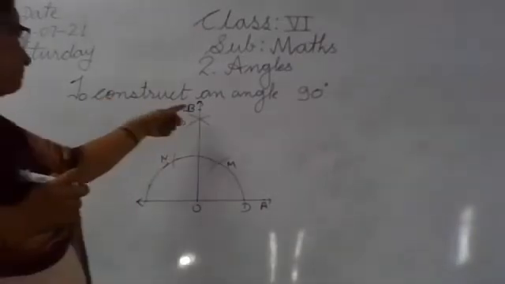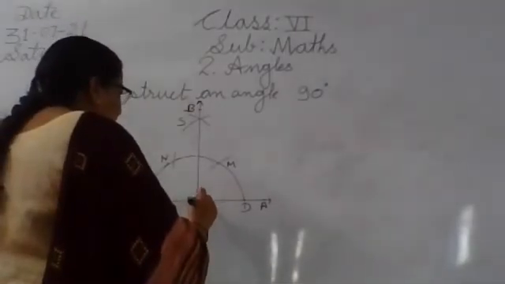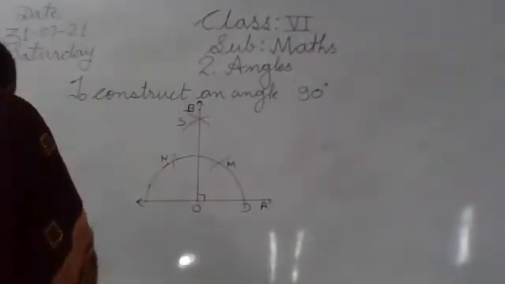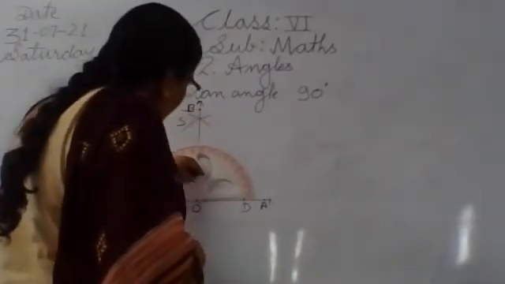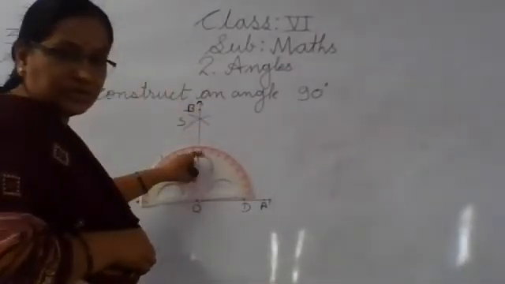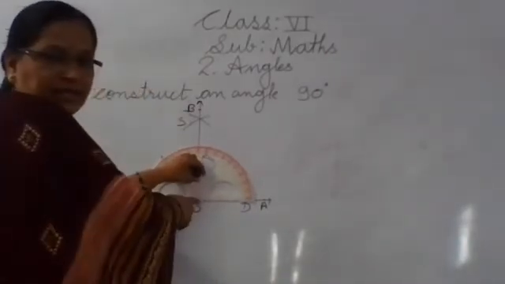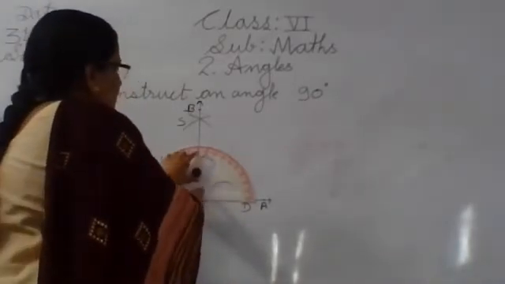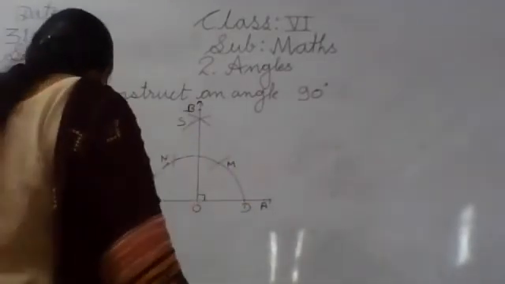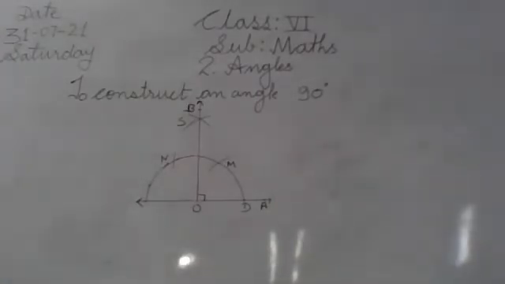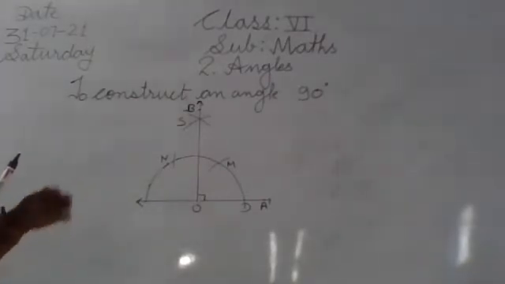So measure of angle BOA is exact 90 degree. You can check this with the help of your protractor. Place the pointer on O, center of the point, this is on O, and match the baseline and the ray OA. Now see, it is exact 90 degree. Okay. You can construct, see beta, it is the construction of 90 degree.